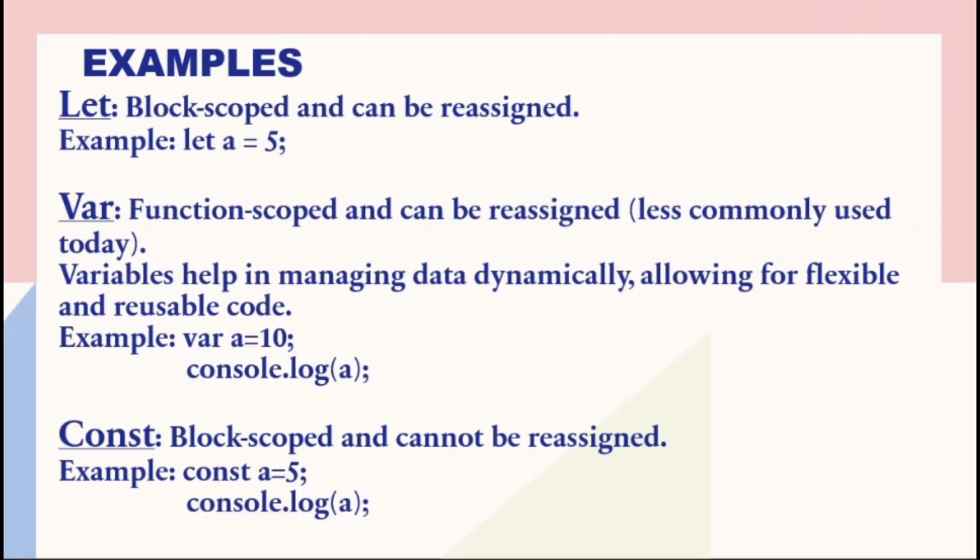Let is block scoped, which means it only works within the block where it's defined. Example: let a = 5. Var is function scoped, which means it is accessible throughout the function. However, it is less commonly used today. Example: var a = 10. console.log(a) results in a equals 10.